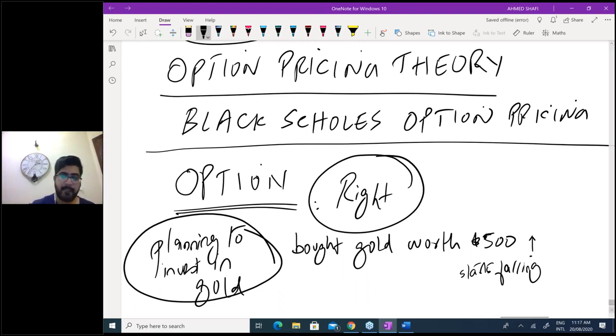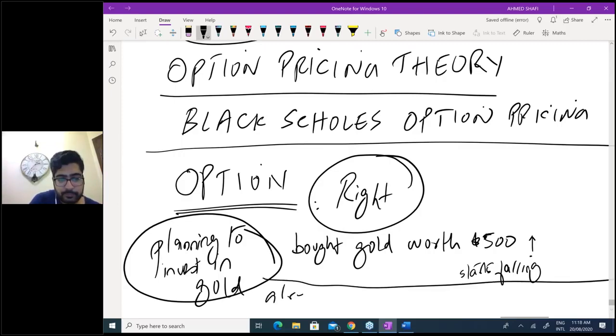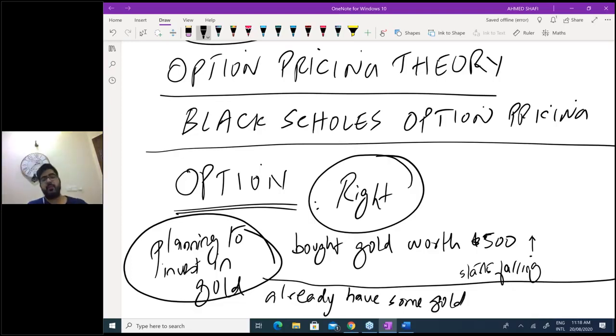Similarly, let's suppose you already have some gold and you're planning to sell it. Let's suppose you sold your gold for $100.